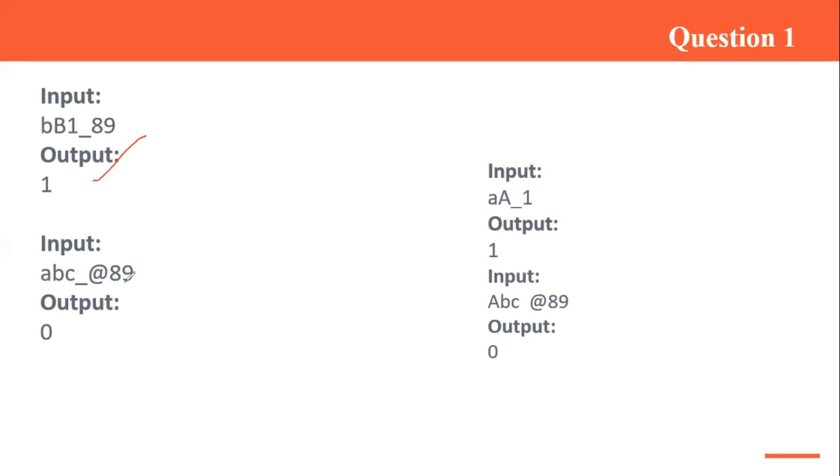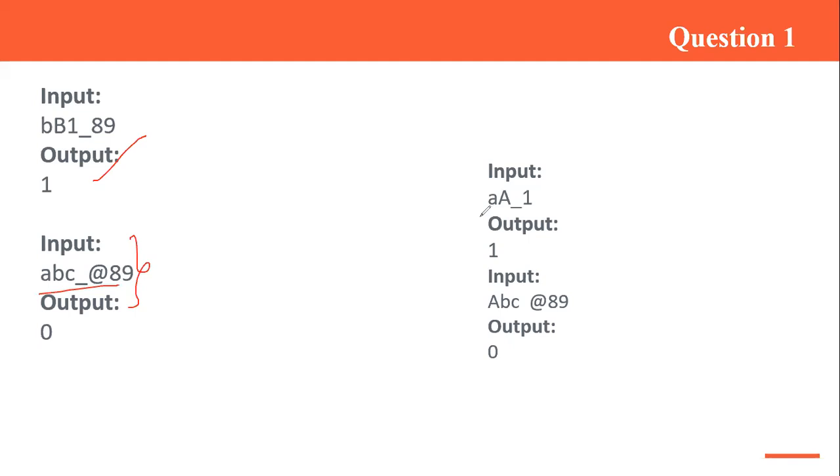Now see the second case: ABC underscore at the rate 89. Can you tell me why we got 0 as the output? Which case is it failing? If you remember the conditions, the at the rate is not a problem, since they didn't mention whether it is allowed or not. Capital letter, exactly. In this, we don't have any capital letter, right? That's why it is 0.